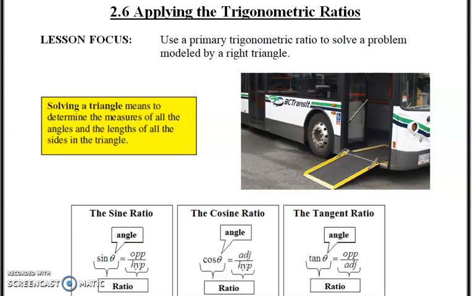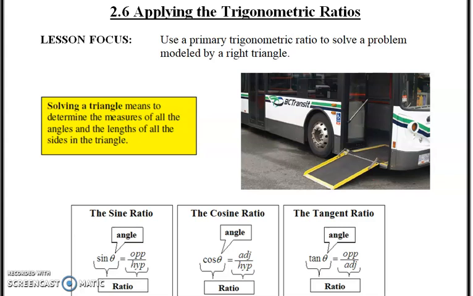Everybody, welcome back. Today we're doing 2.6, applying the trigonometric ratios. So the lesson focus is going to be using a primary trig ratio to solve a problem modeled by a right triangle. So now we have three primary trig ratios. We did the tangent first, and then we looked at the sine and the cosine.